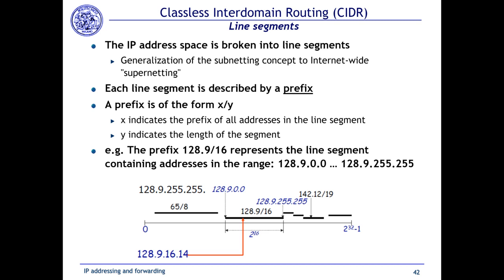How to define these segments? We just need two values for each segment. One is the prefix and the other one is the length of the prefix. The length of the prefix translates into the length of the segment, and the value of the prefix translates into the position of the segment in the number line.